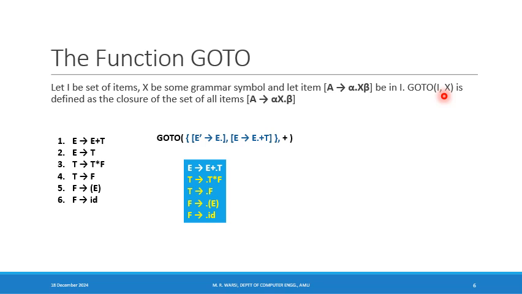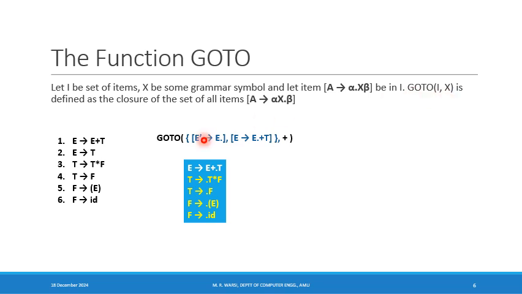So what I do is I shift the dot after the grammar symbol capital X. So I obtain now the LR0 item, capital A derives alpha X dot beta, and I take the closure of this, and that becomes the goTo from the set I on the grammar symbol X.